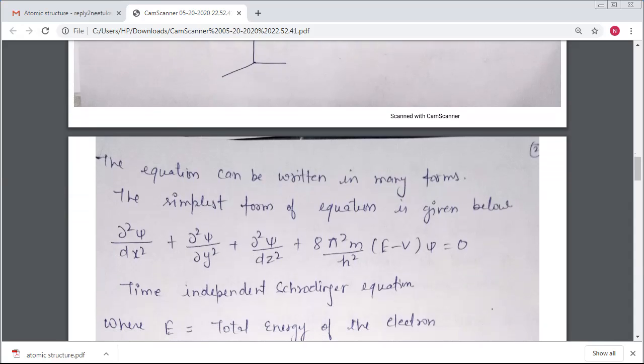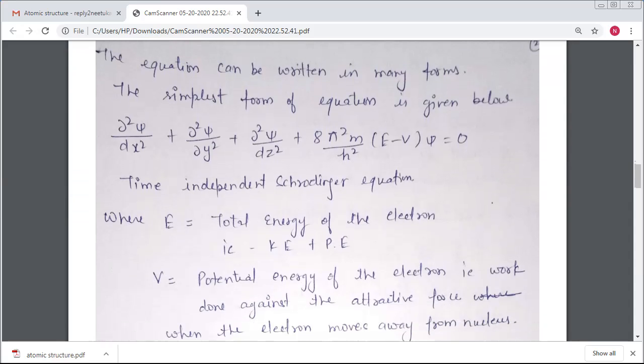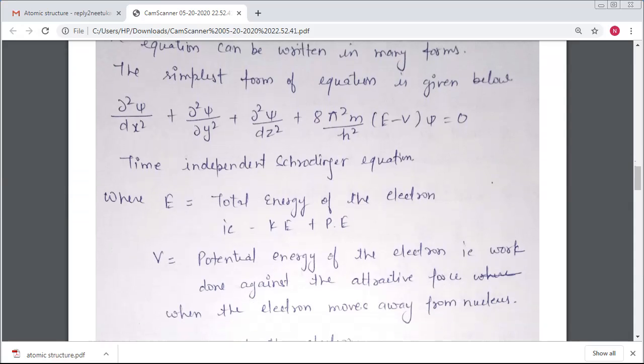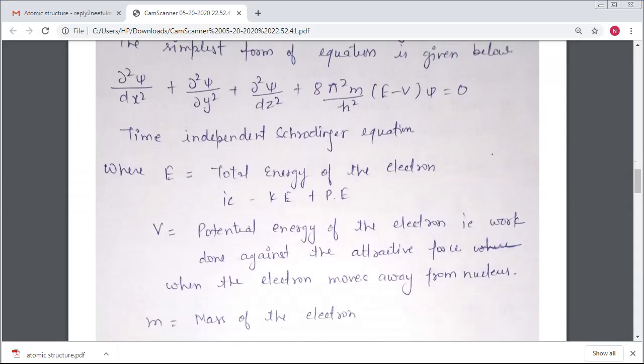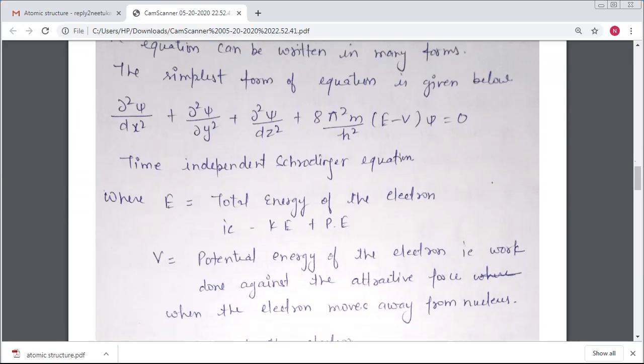Now the equation can be written in many forms, and the simplest form is given here. That is d square psi upon dx square plus d square psi upon dy square plus d square psi upon dz square plus 8 pi square m upon h square, into E minus V, psi, is equal to 0. So this equation is called the Schrodinger wave equation, and it is the time independent Schrodinger wave equation.